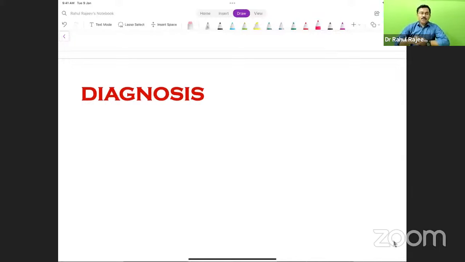About the diagnosis part. You tell me, what is the diagnosis here? I will wait for 1 minute. What is the diagnosis here? I'll wait for the diagnosis part. You tell me. Diagnosis. What is the diagnosis? Just type in the diagnosis. What is the diagnosis? Remember, you can make a diagnosis after the history. You can make it after the examination.